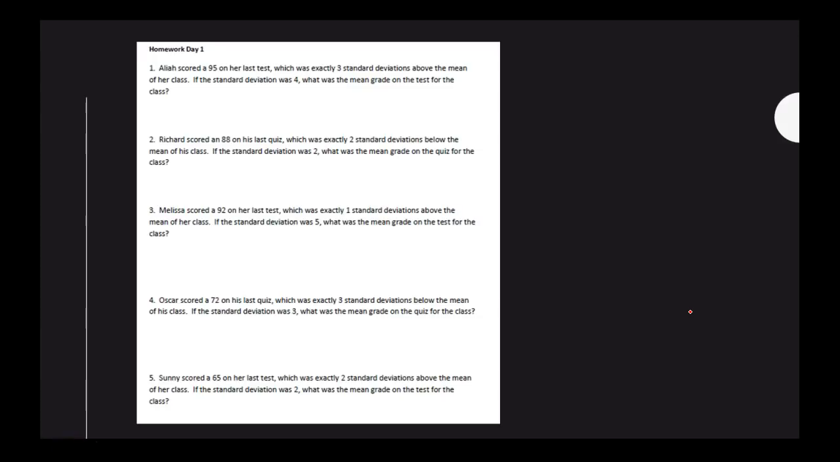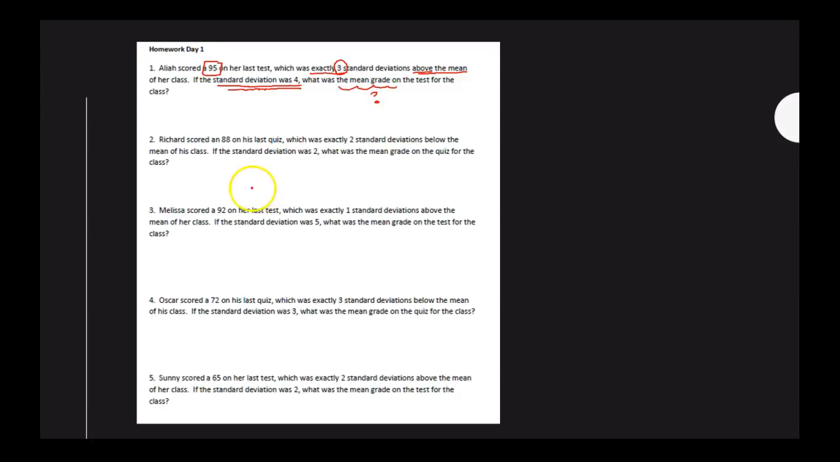All right, so now for your actual assignment, you get a chance to apply this. We get a chance to make this useful in real life problems. So Aaliyah scored a 95 on her last test. And that was exactly 3 standard deviations above the mean. The standard deviation was 4. They're telling us that. And we want to find out what was the mean grade.